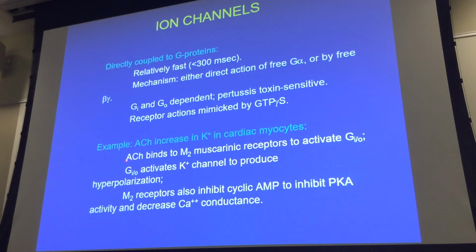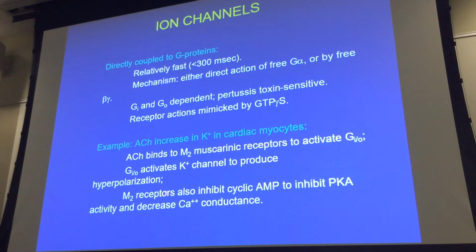So here's how it works. Acetylcholine binding to the M2 muscarinic receptors produces an activation of GI-GO. The GI-GO dissociate, and either the beta gamma or the free GI subunit activates the potassium channel. This produces hyperpolarization, so that reduces cell firing. And when that happens, that reduces muscle contraction. So that is the fast response to this whole process.